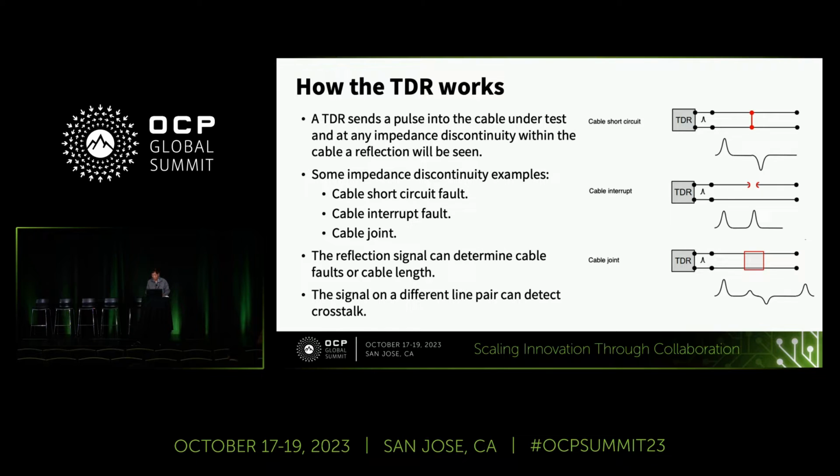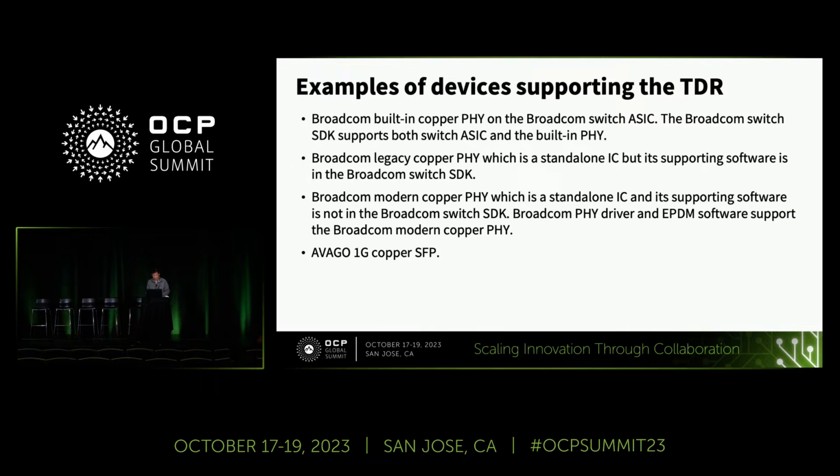Copper cable usually has many pairs of wires. The signal on different lines can be used to detect crosstalk. And we also give some examples of devices supporting TDR.